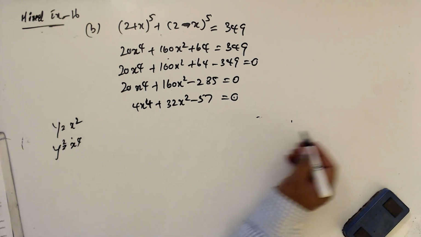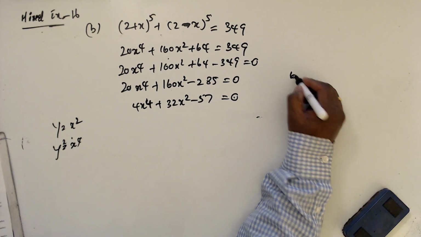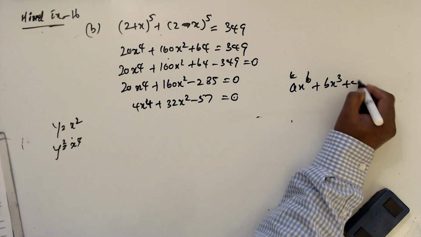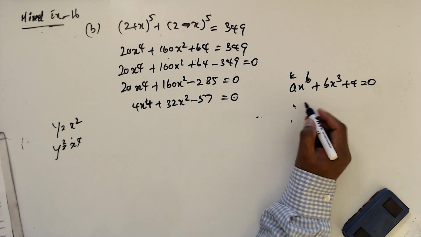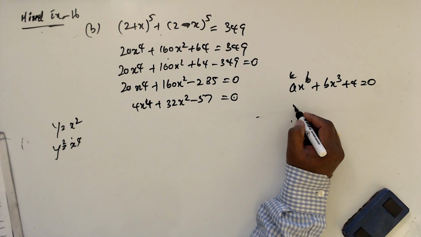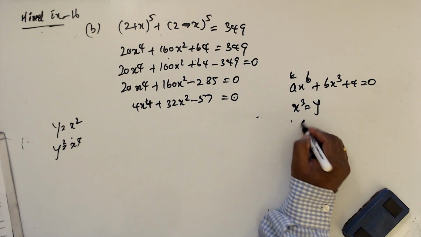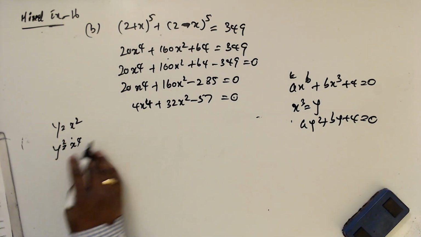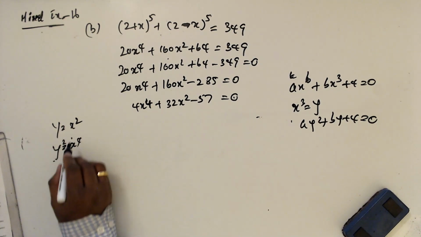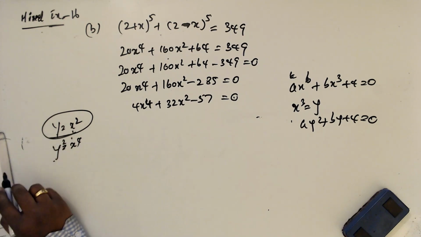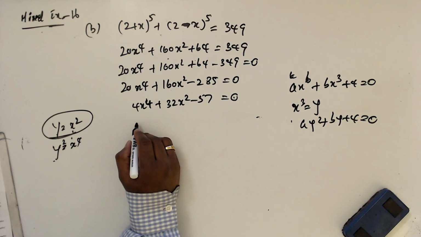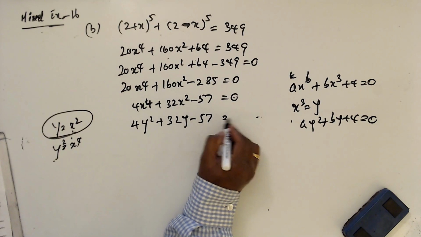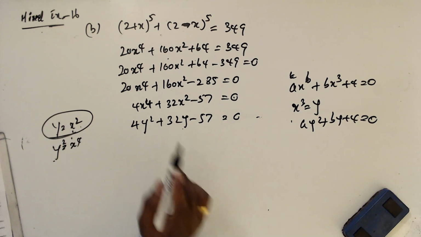So if we have something like this, let's say ax^6 plus bx cube plus 4 equals 0, you still want to do that kind of substitution. You take x cube equal to y, then ay square plus by plus 4 equals 0. Likewise, we bring it into a quadratic equation by the substitution y equals x square. Then this is going to be 4y square plus 32y minus 57, because x square becomes y now.